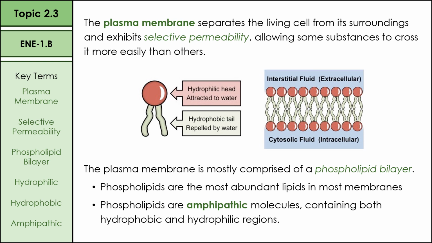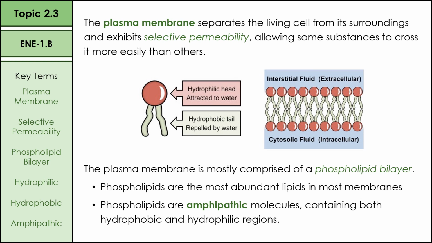If you can recall from the previous video, the plasma membrane is our separating barrier. It separates the living cell and its cytosol from the aqueous surroundings in which it finds itself. One of the important features of our plasma membrane is that it exhibits something called selective permeability. If something is permeable, that means that it is allowing substances to cross. And if we are selective about that permeability, that means that we allow some things to cross, but not everything.